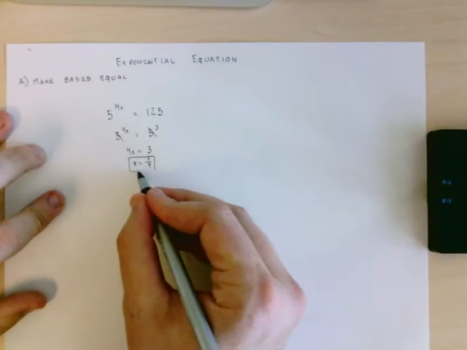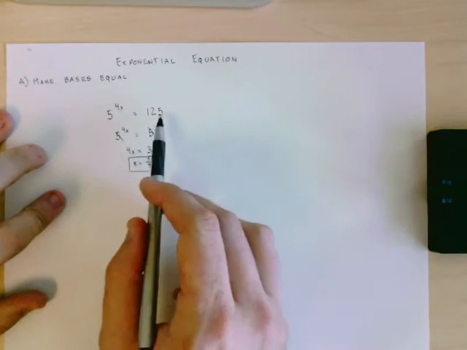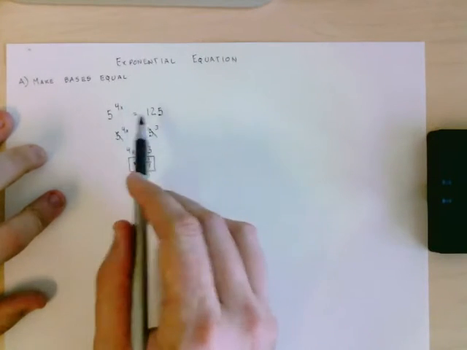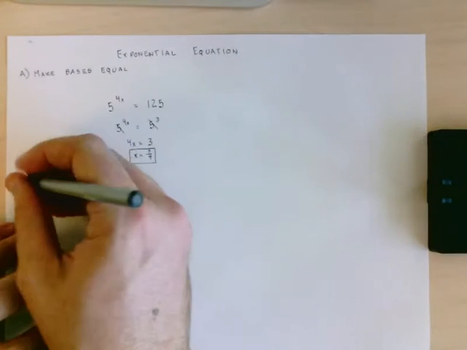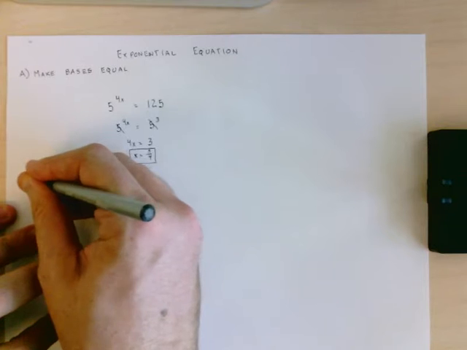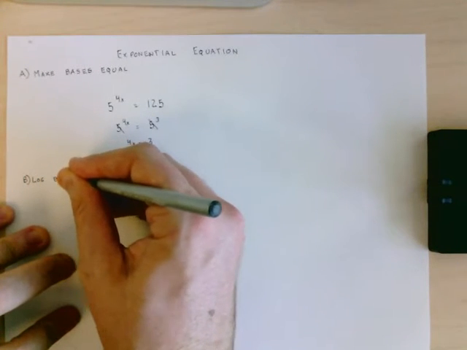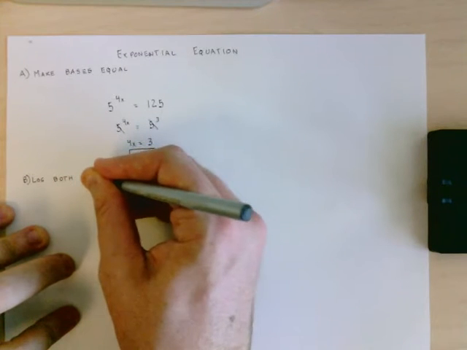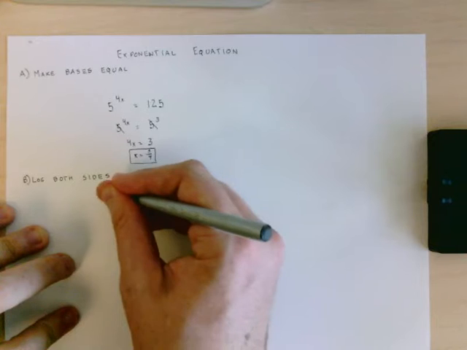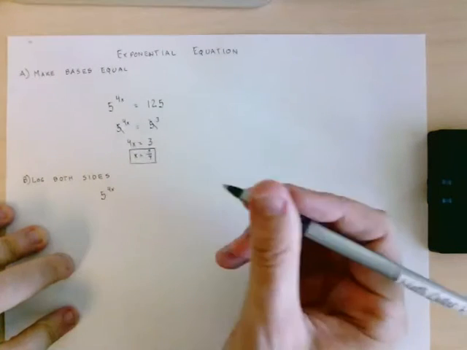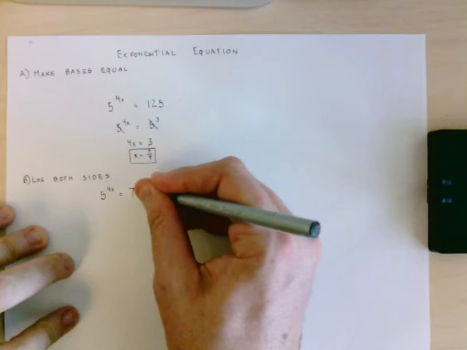But plan A usually doesn't work. For plan A, you have to have two bases that you can make equal using powers. Most often what you have to do is take logarithms of both sides. So say I take my same 5 to the 4x and I make it equal to, let's just pick a number out of nowhere, 79.